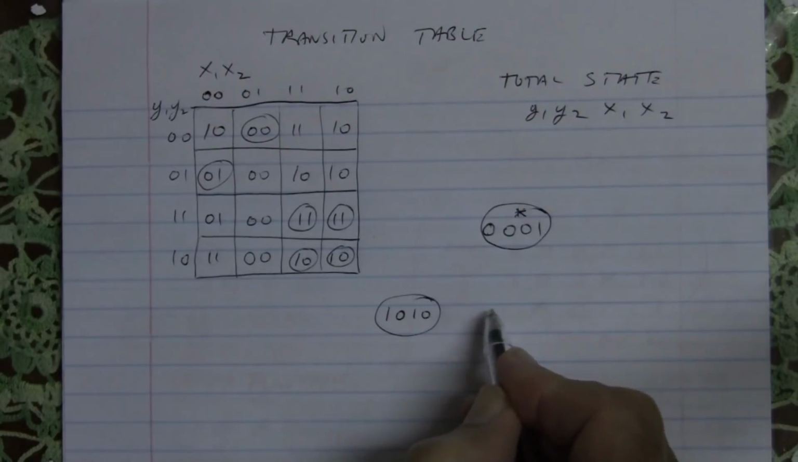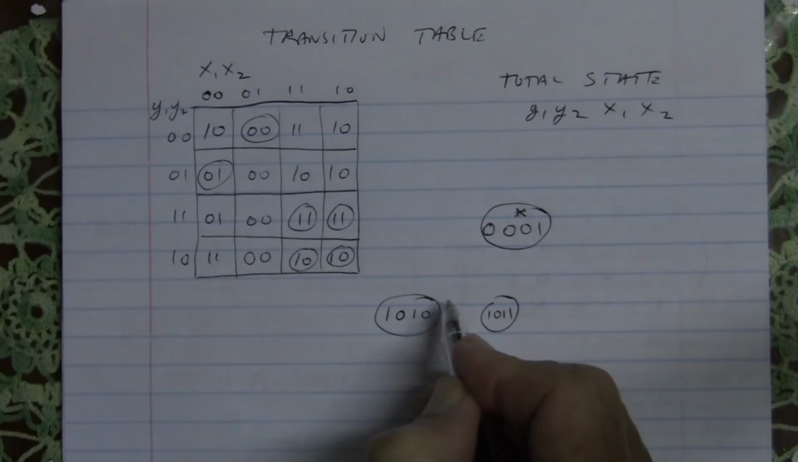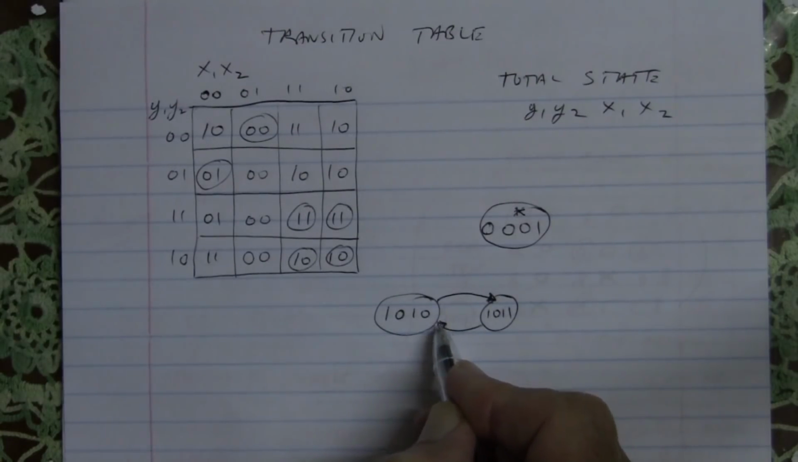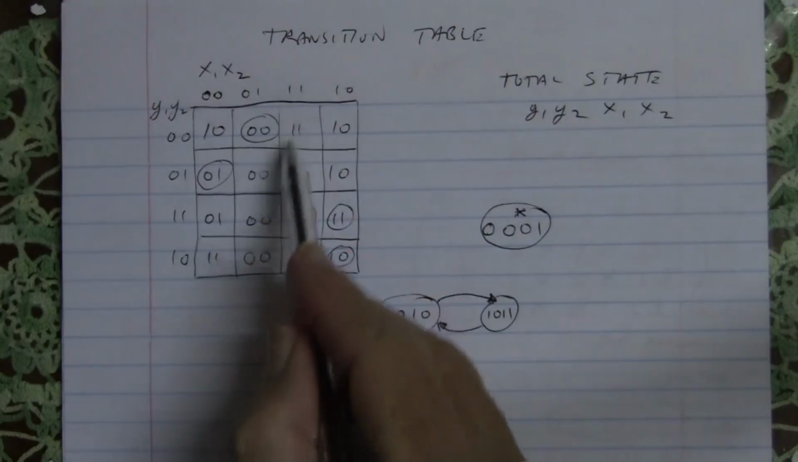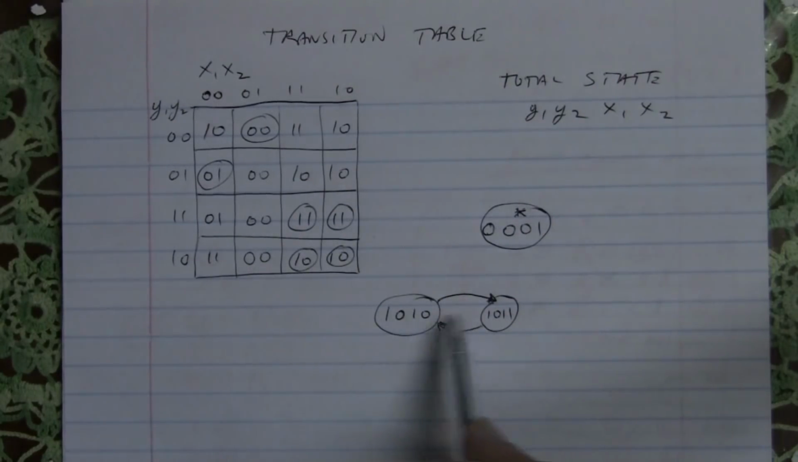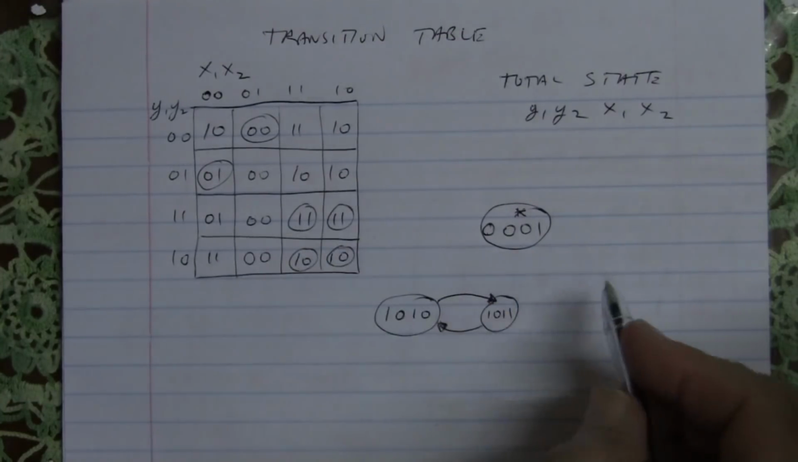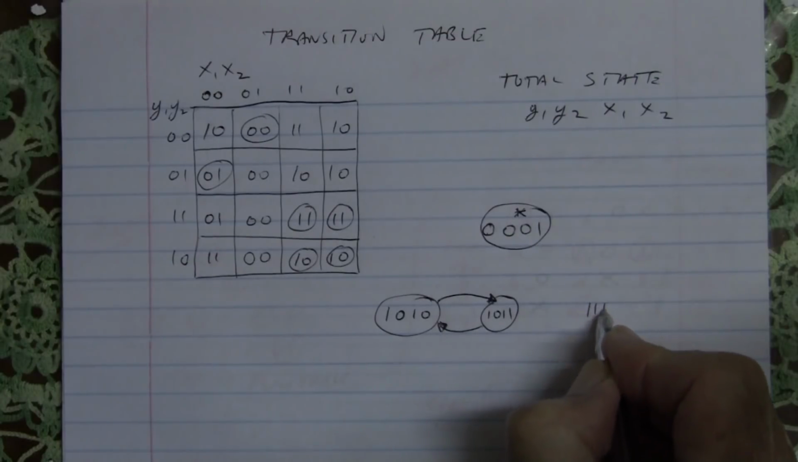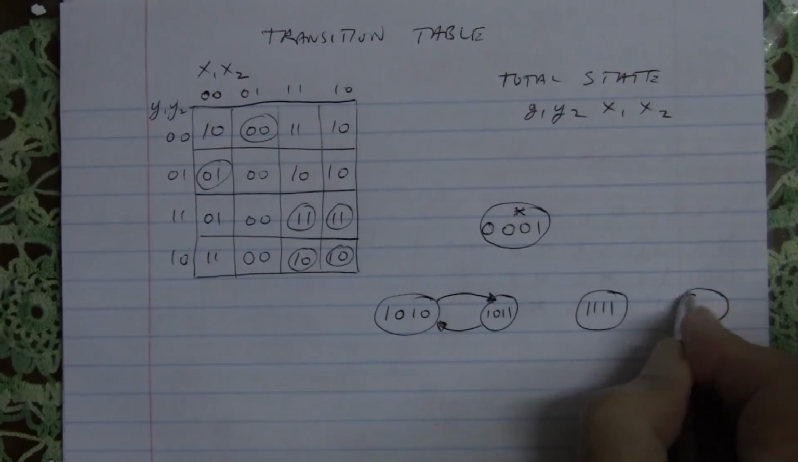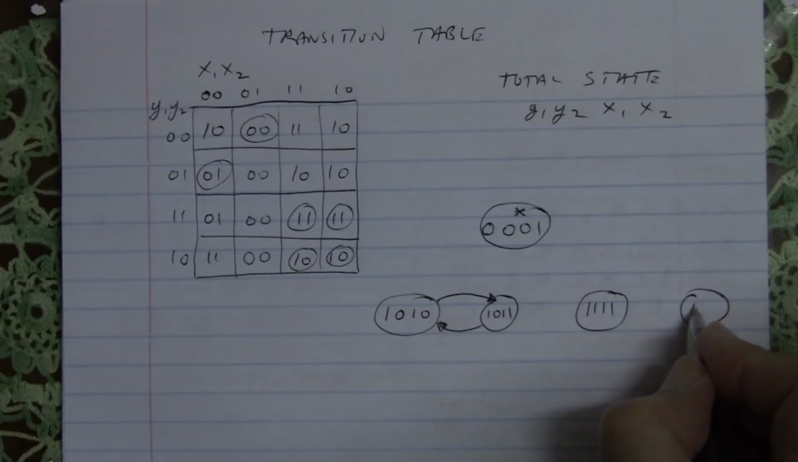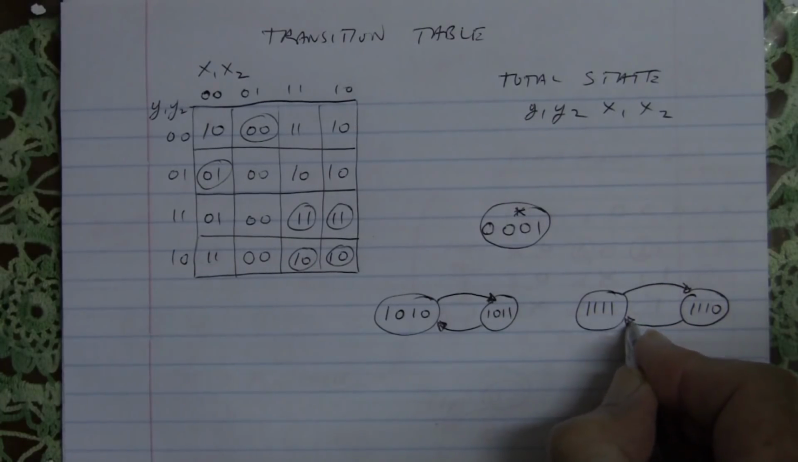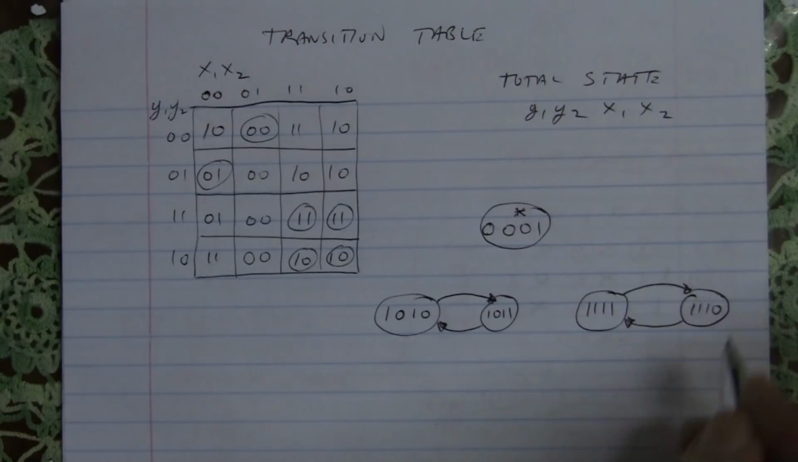Now the stable state pair is always connected, because we can move from 1011 and 1010 quite freely between the two of those stable states. Then we have another stable state pair, 1111 and 1110. So we can move freely between those.